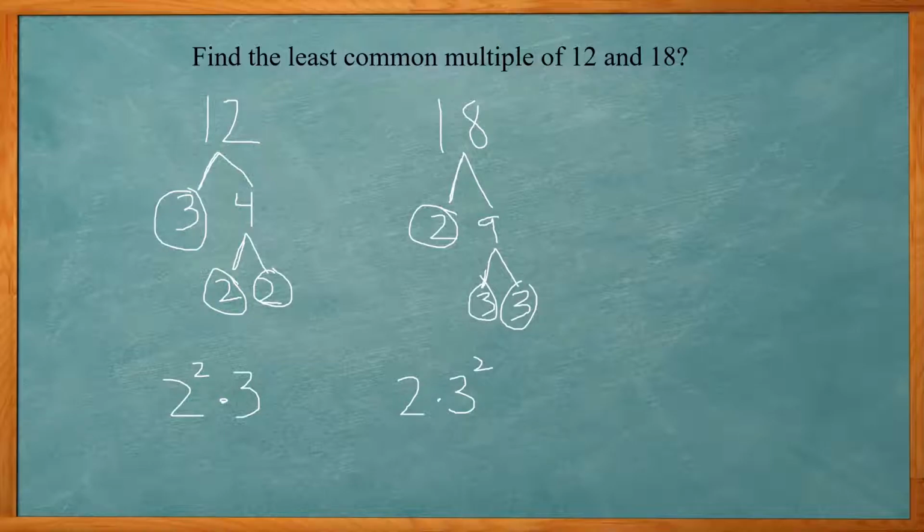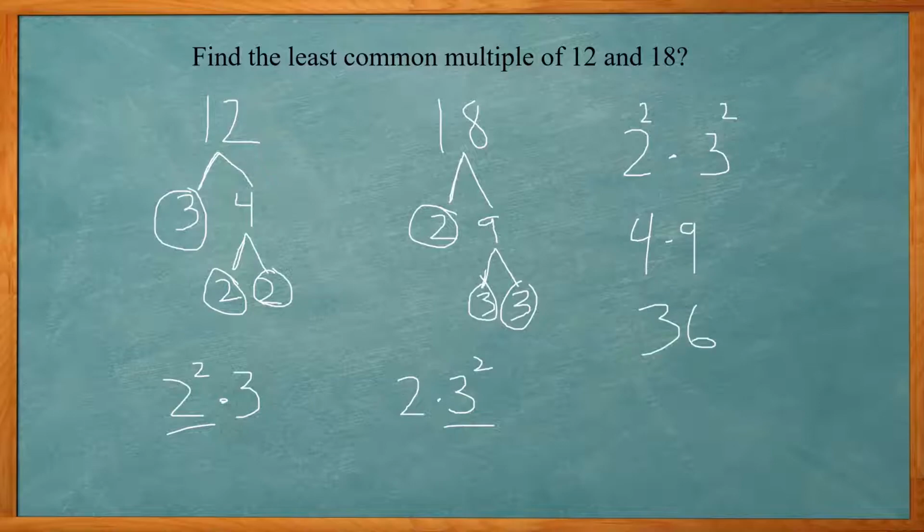Alright, from there I'm going to take each factor. I have a 2 and 3. I'm going to take the highest exponent of each one. I have a 2 squared, so that's going to be 2 squared here. 3 squared is the highest one. So I'll have 2 squared times 3 squared, or 4 times 9, or 36. So 36 is going to be our least common multiple.